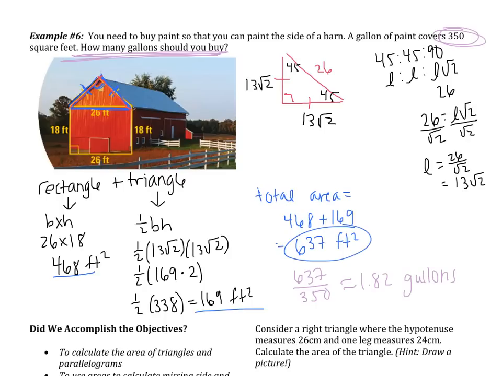Now let's think about this. You guys have probably been to a hardware store. You've been to Home Depot or Lowe's or Menards. Have you ever seen paint sold in 1.82 gallons? Probably not. Most of the time they are sold in 1 gallon buckets. So I'm probably going to have to really buy 2 gallons of paint. And then I'm going to have a little left over. Maybe I can save it for next time I need to paint or for touch-ups.